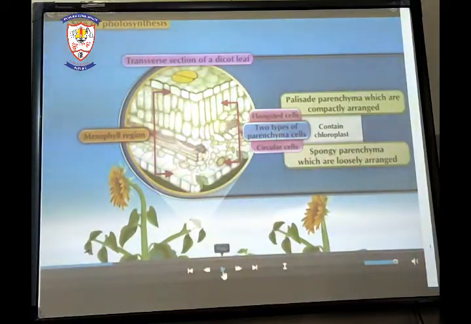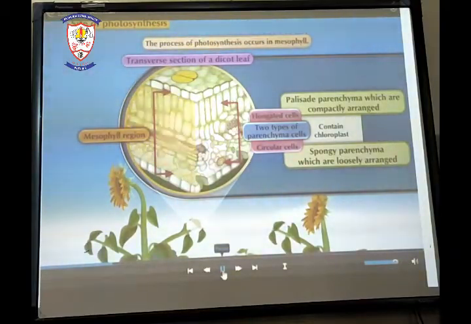As the mesophyll cells have the chloroplast, the process of photosynthesis occurs in the mesophyll. So it is very important to keep in mind that it may be asked as a 1 mark question of difficulty level. The question may be: say the location where the photosynthesis process occurs in the plant cell.